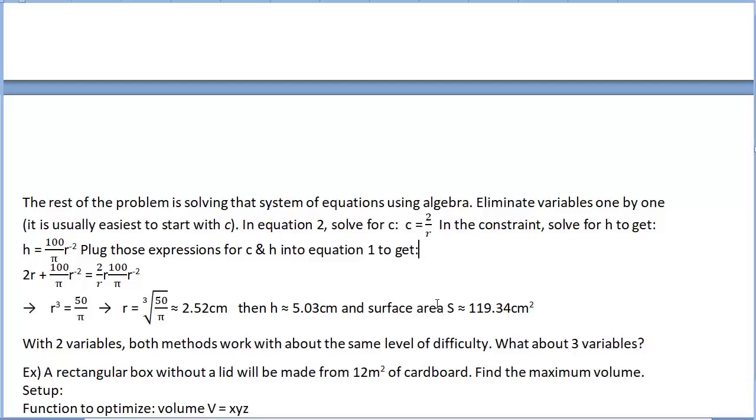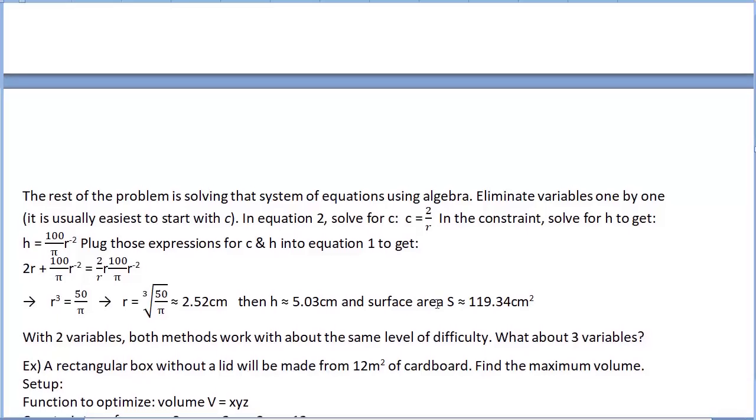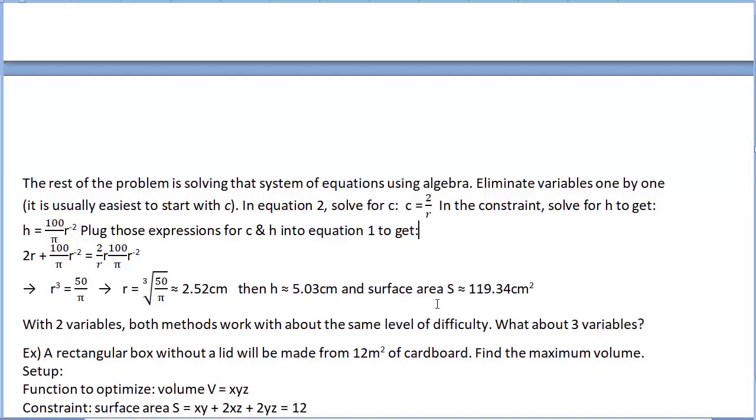Now, what about the surface area? Notice that this rectangular box does not have a lid, so there are only 5 sides. So 2 of the sides will have area XZ, 2 of the sides will have area YZ, but then there's the missing lid, so the bottom will have the surface area of XY. So there's the formula for the surface area, and that must equal 12. So there's the setup. Now, we need to choose a method to do the calculation.